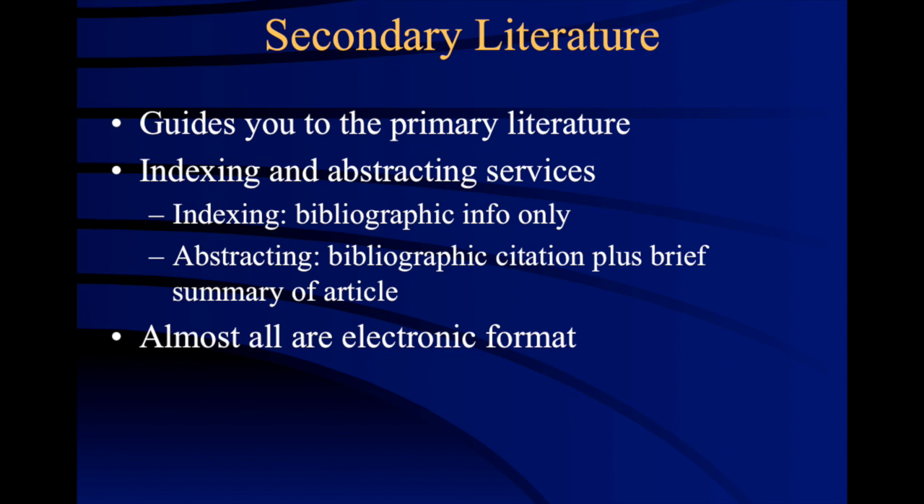Secondary literature guides you to the primary literature, and these include indexing and abstracting services. Indexing services contain bibliographic information only, whereas abstracting services contain bibliographic citation plus a brief summary of the article, which is generally the abstract. Almost all secondary literature sources are electronic.